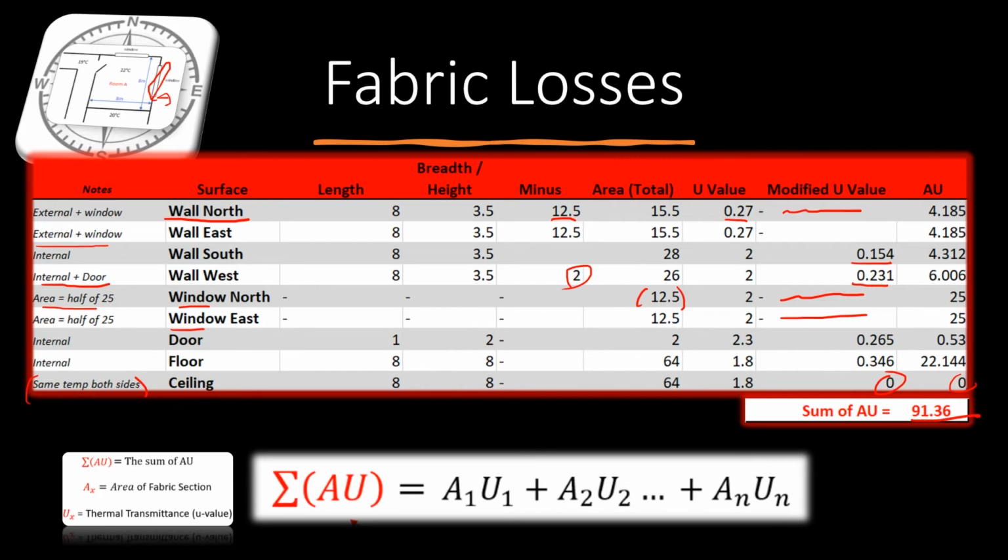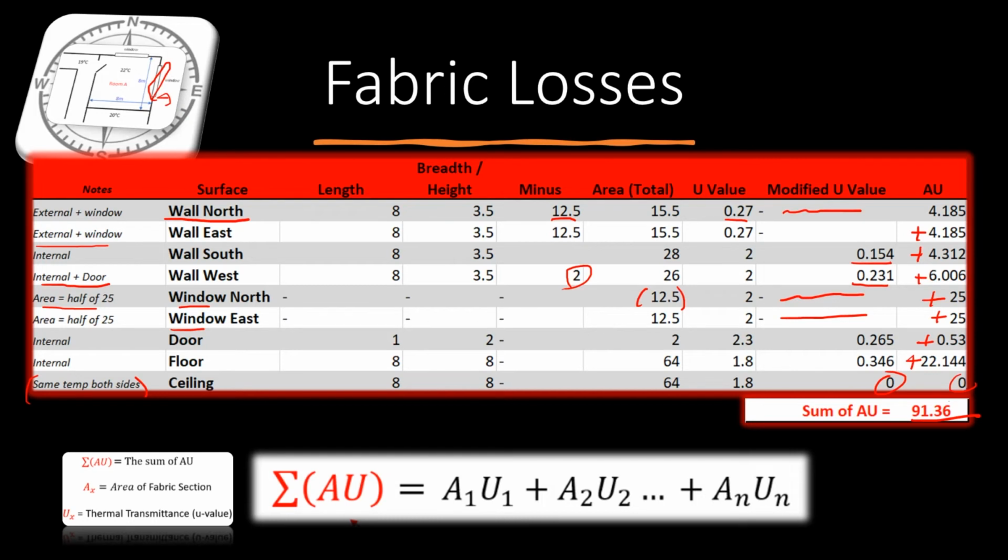So my sum of AU is going to be 91.36, and all I've done for that is taken each AU for every surface and just went, say, 4.185 plus 4.185. That makes sense because both those walls are the same dimensions with the same windows cut out, so they should have the same AU. My internal wall south, adding on the 4.3 there. Wall west, adding on my 6. This is quite interesting, I've actually got bigger heat losses from my internal walls, but again that's because most of this outside's window. My windows, got massive AUs for those. Little tiny AU for the door, and then finally for the floor.